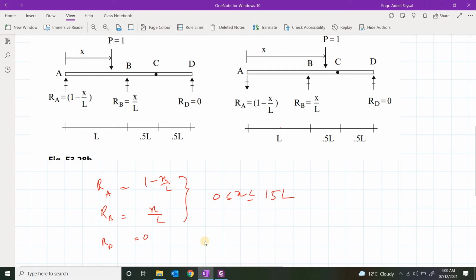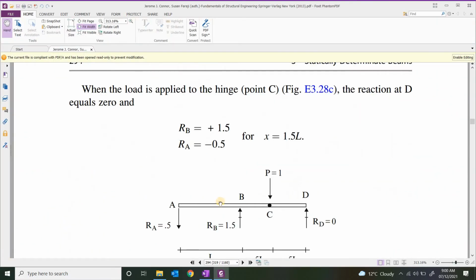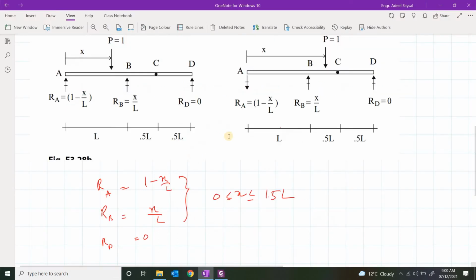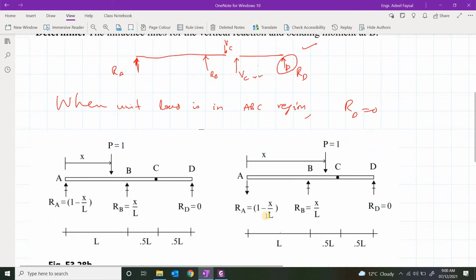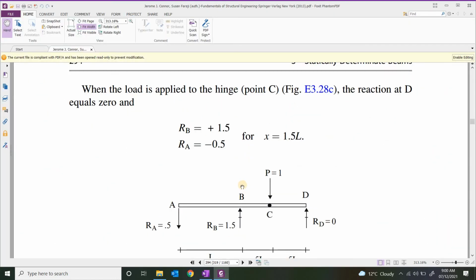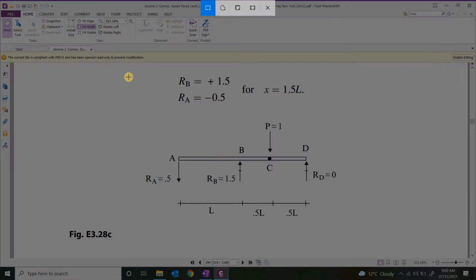So we have a single equation governing these reactions, the values of these reactions. So when the load is on the ABC region, so when x is between 0 and 1.5 L, these are the equations defining RA, RB, and RD. When the load is applied just at the hinge, it is just an extreme case of this situation. Again, RD remains 0. Just an extreme case of the previous discussion.